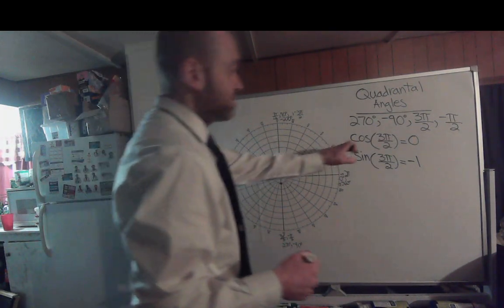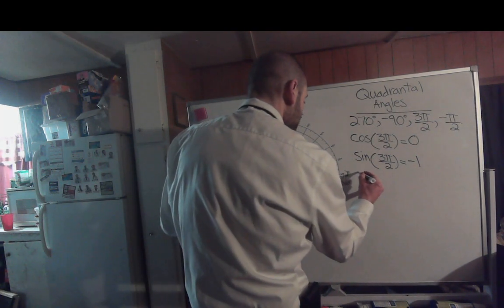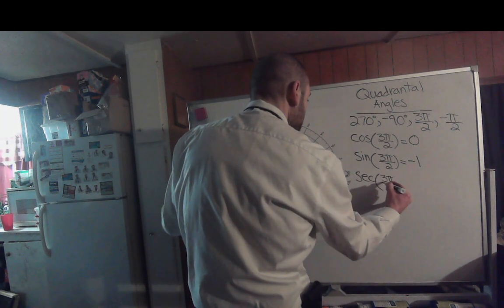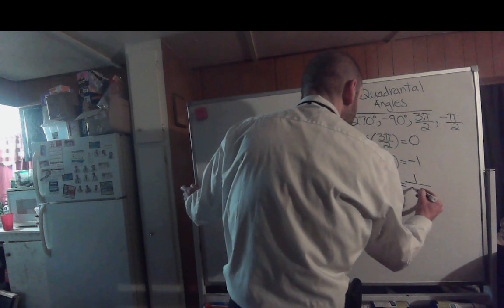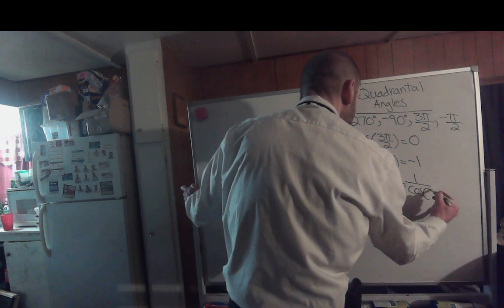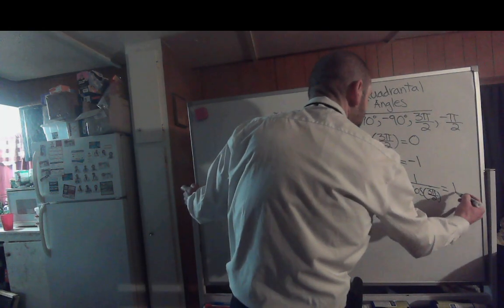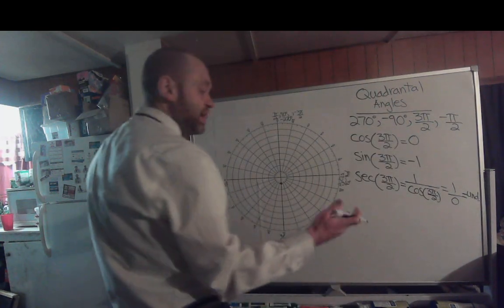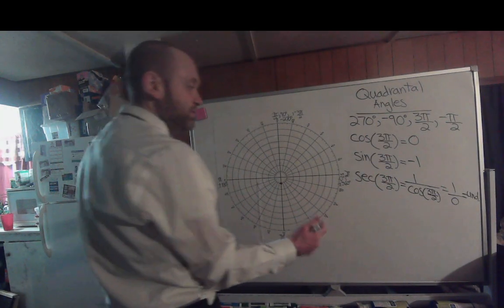So we got the fundamental cosine and sine. Now let's look for the secant of 3 pi over 2. We know the secant is nothing more than 1 divided by the cosine of 3 pi over 2, which would be 1 divided by 0. So in other words, the secant at 3 pi over 2 is actually undefined because you can't divide by 0. So the secant at 3 pi over 2 is undefined.